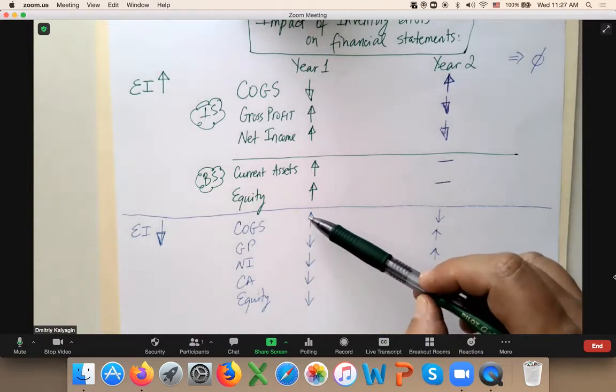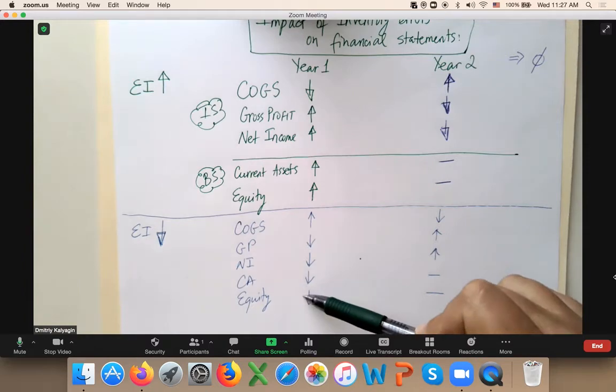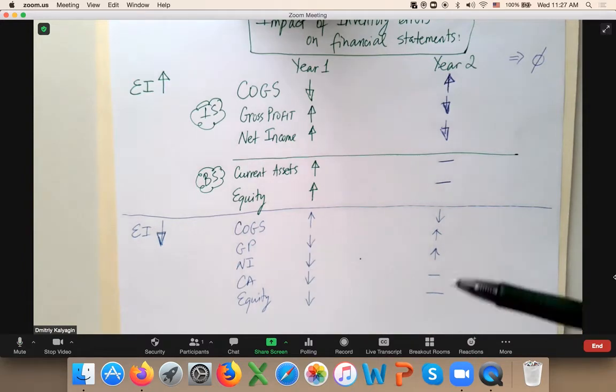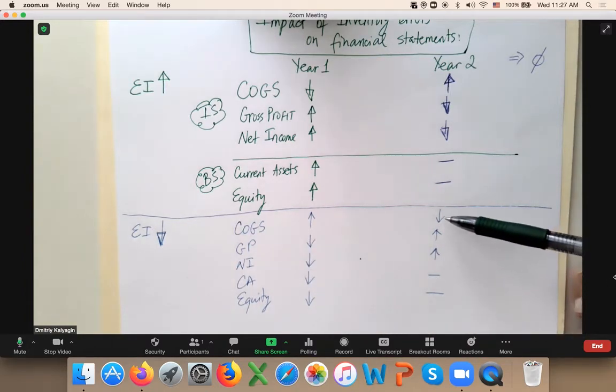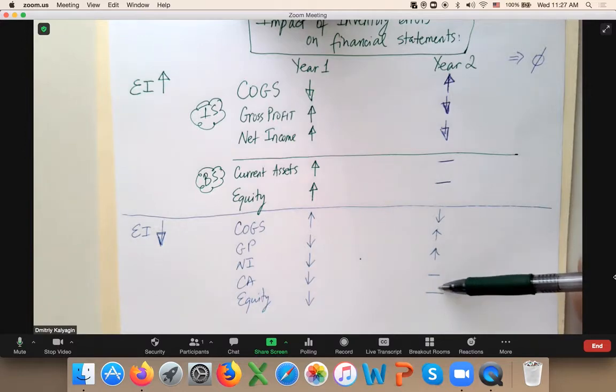Now, alternatively, if we made a mistake understating ending inventory, everything reverses. Cost of goods sold is too high first year, gross profit, net income, current assets, and equity are too low. And then the second year, cost of goods sold is too low, and then gross profit and net income too high, current assets and equity are not impacted. So let me go back to the problem.